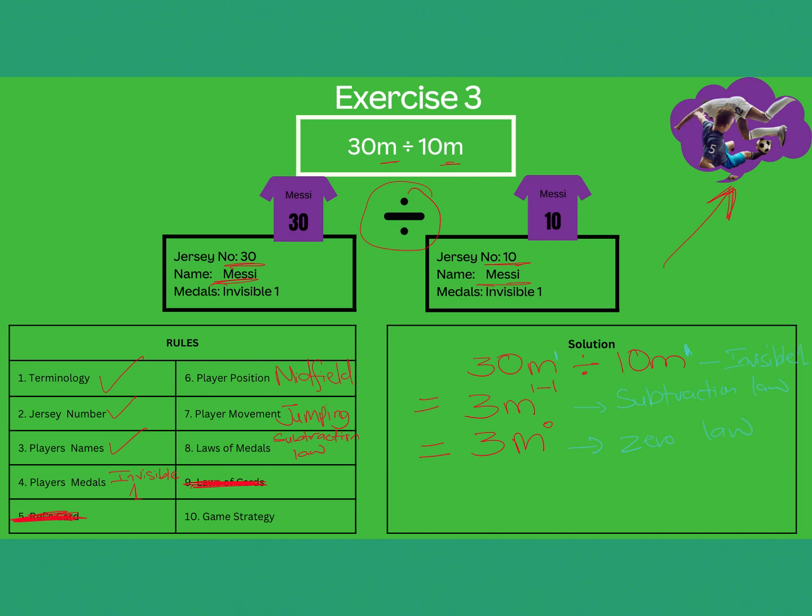And what happens with the 0 law? It says anything, any letter or any number to the power 0 becomes a 1. It changes to 1. So which means that 3, the M to the power 0 is going to become 1. Which means 3 times 1 will give you a 3. And this is the strategy you need to follow. This is the winning strategy.